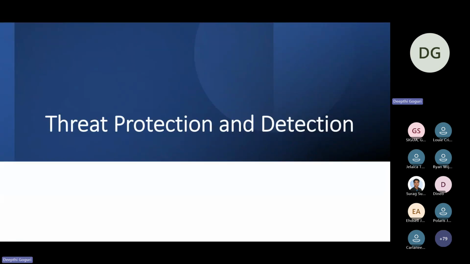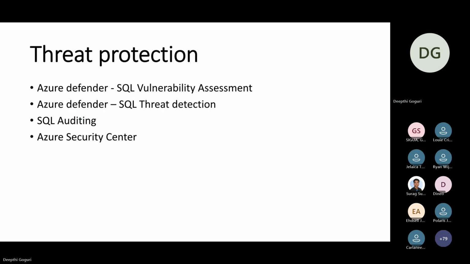Now let's talk about threat protection and detection. This is all about whether your data is accessible by any other person who is trying to connect from a different location, those sorts of things. There are options here, which are Azure Defender, SQL Auditing, and Azure Security Center. Underneath Azure Defender, you have two options: SQL Vulnerability Assessment and SQL Threat Detection.